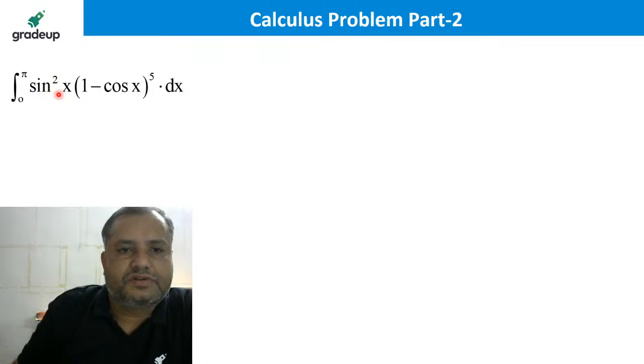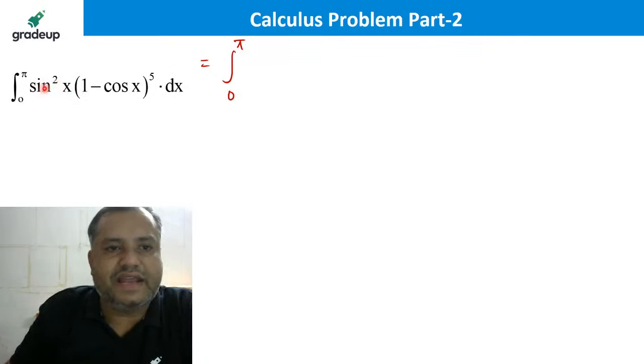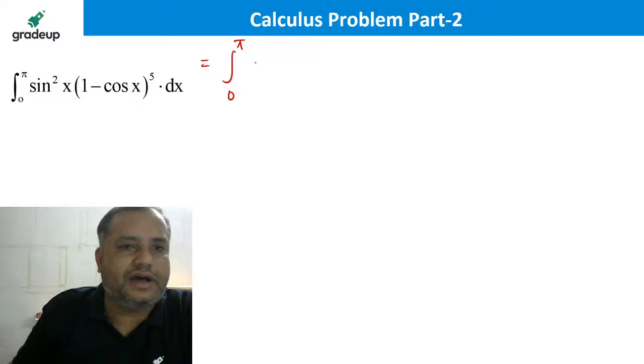See here. Integral 0 to pi, sin x square. Sin x can be converted using the half angle formula, 2 sin x by 2.